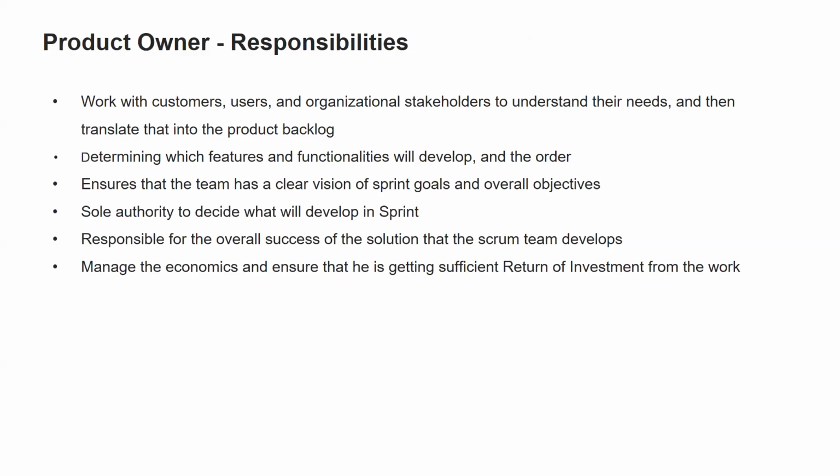He will explain during the sprint, this is what we are supposed to do. This is our end goal. That's his responsibility to explain it to the whole team. Sole authority to decide what will be developed in the sprint. Responsible for the overall success of the solution that the Scrum team developed. Manage economics and ensure that he is getting sufficient return on investment from the work. So he has to make sure that the Scrum team works effectively and gives the ROI back. So that's his responsibility to make sure that this costing and everything is working.